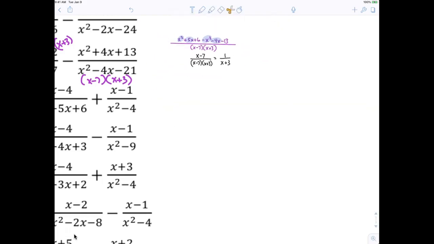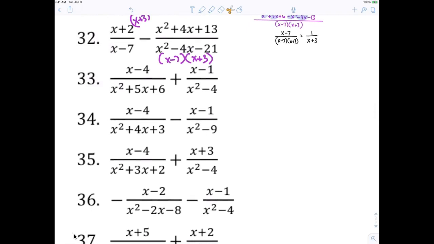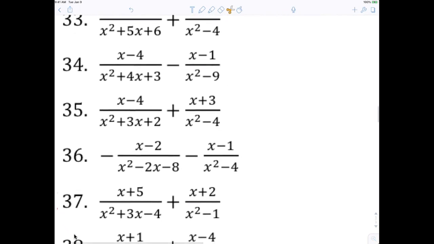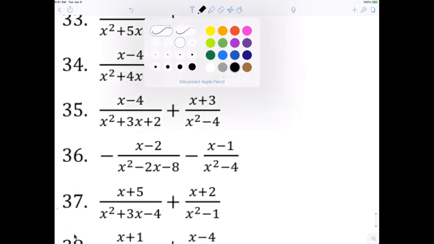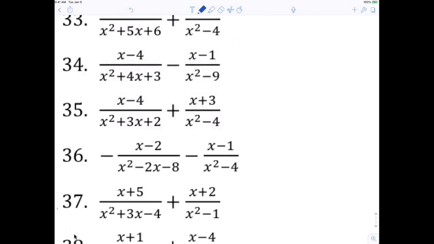All right. So now with that, a little bit harder. We're going to do 34 now. On question number 34, it's a little annoying because we have to factor both denominators. The first denominator factors to x plus 3, x plus 1, and the second one is x plus 3, x minus 3. Any issues?